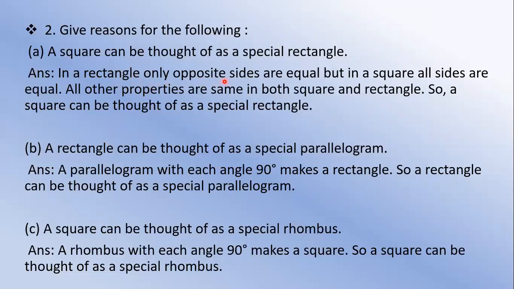See, in a rectangle only opposite sides are equal, but in a square all four sides are equal. And all other properties are the same in both the square and the rectangle. So a square can be considered as a special rectangle.